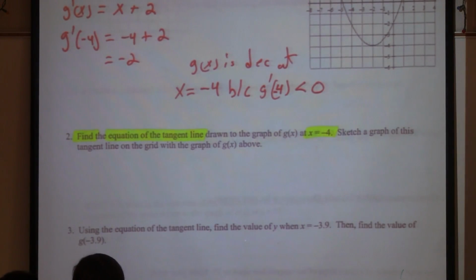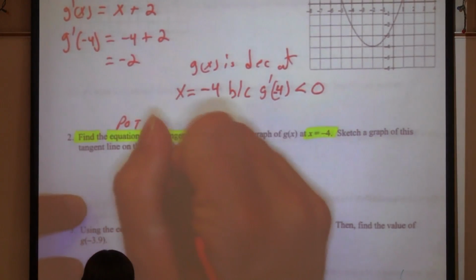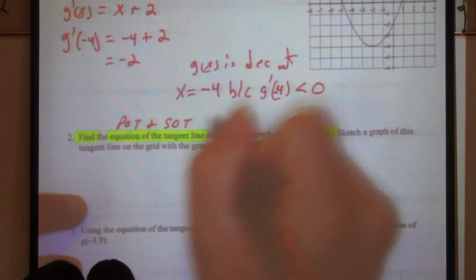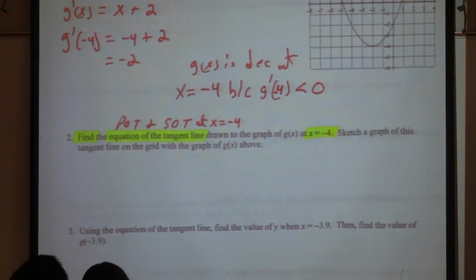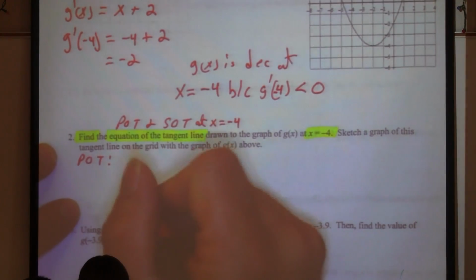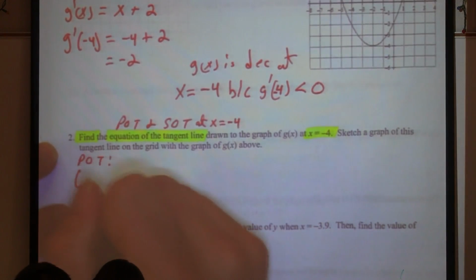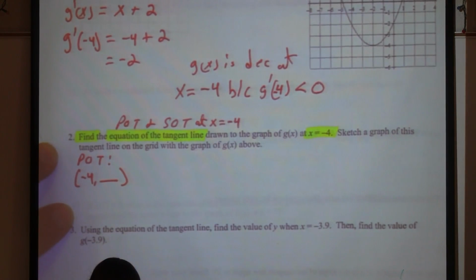At negative 4, right? So what do I need to find the equation of a tangent line? Point of tangency and slope of the tangent at x equals negative 4. Can I find those two things really quickly? We should be able to, right? So what would be my point of tangency? How do I get that? You know part of it, right? How do I get the other part?